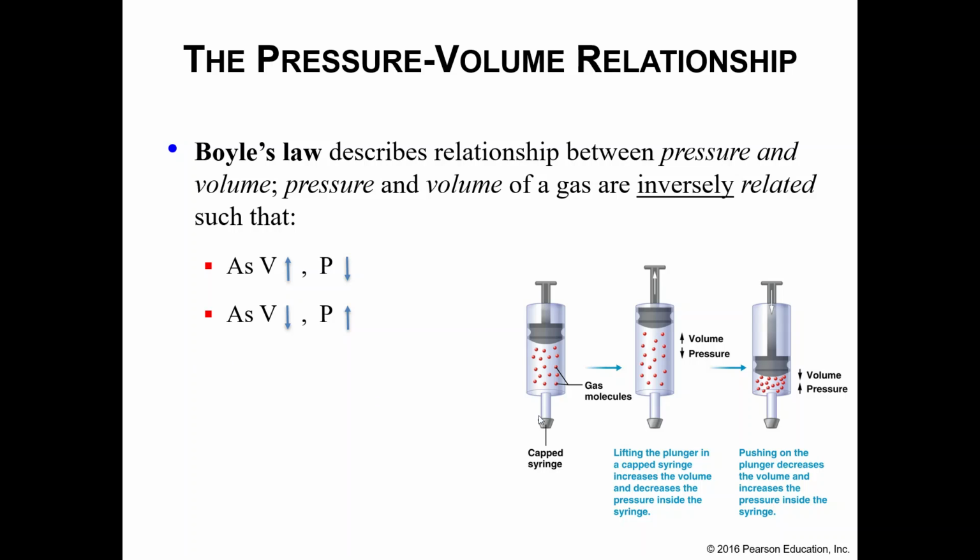And in our cute little picture here, we have a syringe. It's capped at first. We've got some gas molecules floating around inside. If you leave it capped, so notice in our image, we're not taking the cap off. As you leave the cap on, if you pull the plunger back to increase the volume, the pressure goes down. If you push the plunger in, again, still capped, your volume goes down, but your pressure goes up. So again, inverse relationship. Volume goes up, pressure goes down. Volume goes down, pressure goes up.